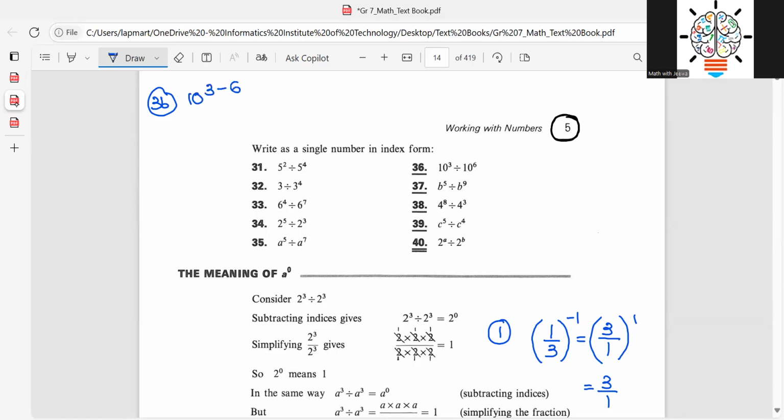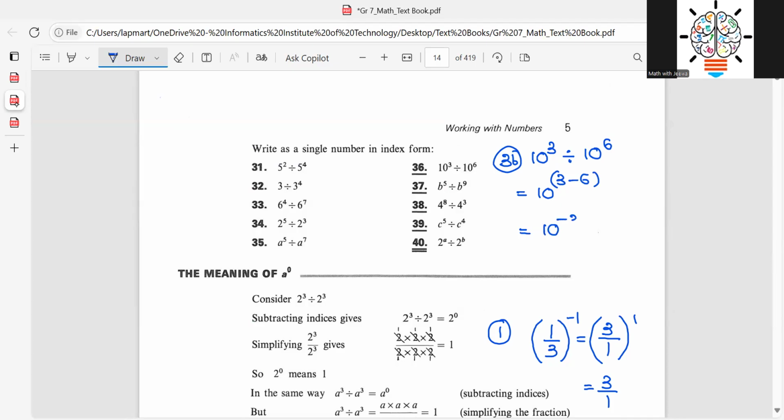Why am I writing like that? You can see, wait, I will write the full question so then you have an idea. Later I can go for the short method. So then here we have 10 to the power 3 divided by 10 to the power of 6. So then we do have 10 to the power of 3 minus 6, because it's a division. So then I get the answer 10 to the power of negative 3.